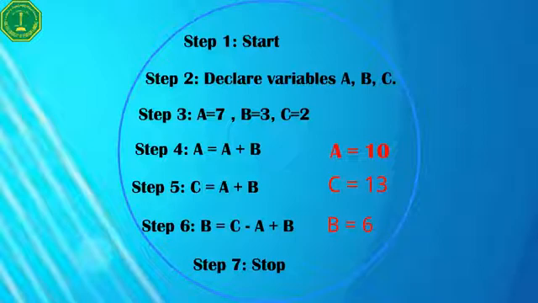In step 5, the process is going to add the value of the variable a, plus the value of the variable b, like in step 4. But now the value of the variable a is not 7. A is 10. Therefore, from the equation a plus b, we get 10 plus 3 equals 13. After that, this result 13 is stored in variable c. So, c equals 13. Next, in step 6, the process will do 13 minus 10, plus 3, and then store the result in variable b. Now, b equals 6.